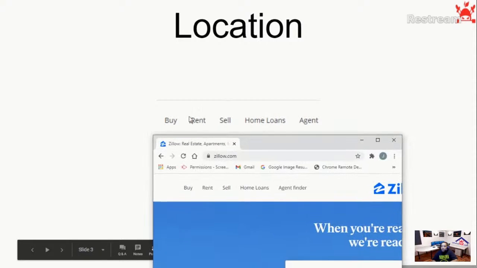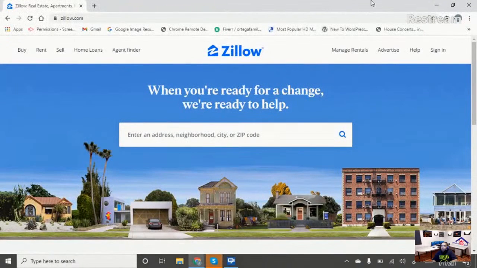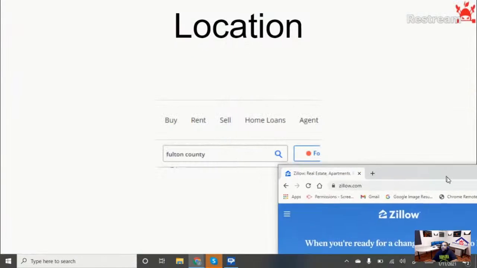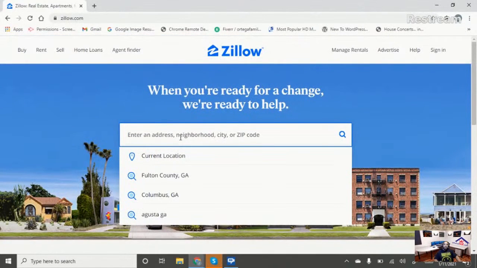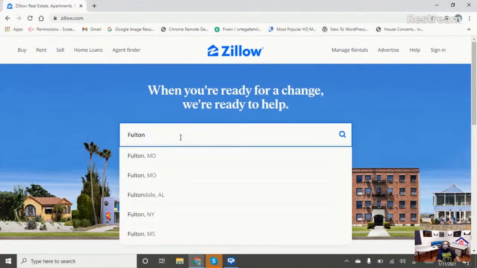So the first thing to find, go to Zillow. This is the Zillow website here. You're going to go to location. These look different, but it's basically the same thing. So let's look up Fulton, which is where I'm at. Actually, I'm on the east side of Atlanta, but Fulton County is a county that I'm familiar with.